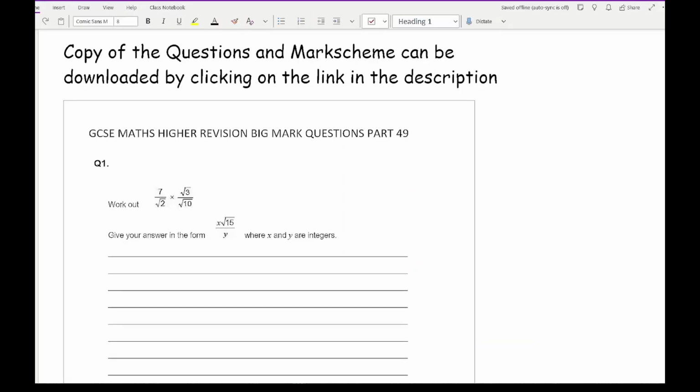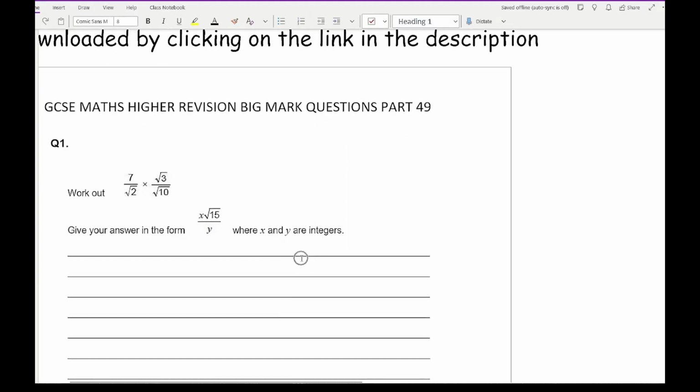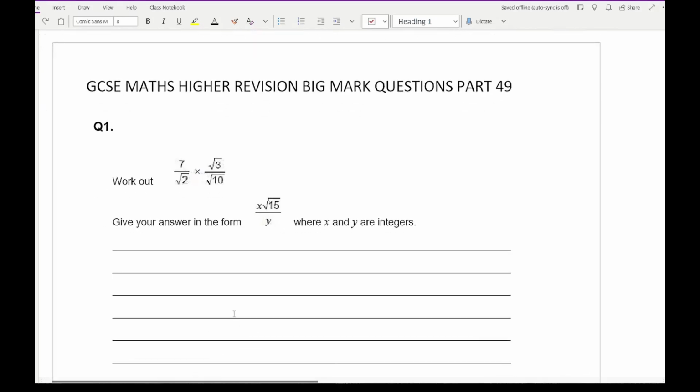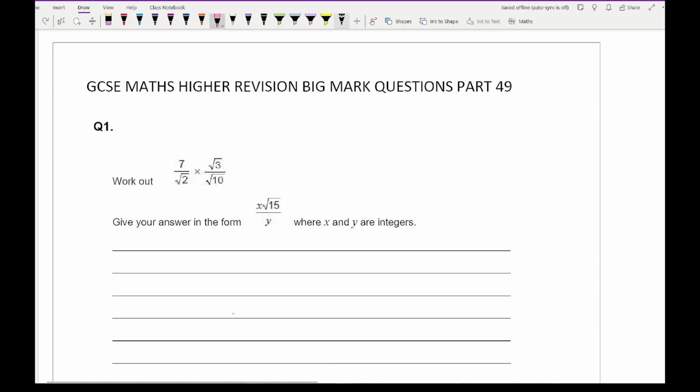So let's get started on question 1. Let's just zoom in so we can see it a little bit clearer on the screen. Question 1 says, work out 7 over root 2 multiplied by root 3 over root 10. Give your answer in the form of x root 15 over y, where x and y are integers. For this, what we need to do is rationalise the denominators. As you can see, y is an integer.